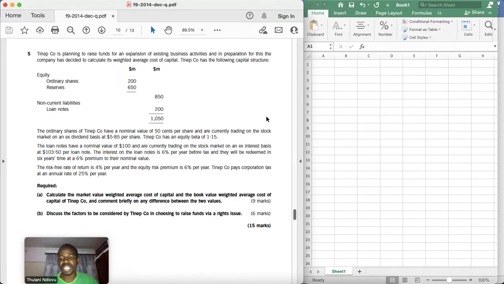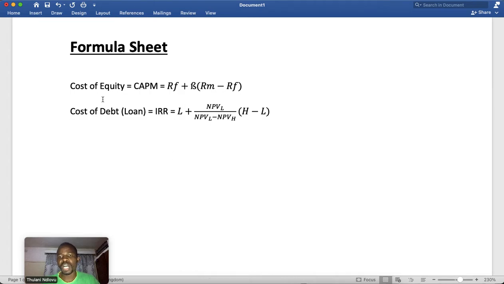Now, before we calculate the weighted average cost of capital, there are a few formulas that we need to know. We need to know how to calculate the cost of equity. In this instance, we will use the capital asset pricing model known as CAPM. The formula is risk-free rate plus beta bracket return on the market minus risk-free rate. The RM minus RF is sometimes called the equity risk premium. We will also need the formula to calculate the cost of debt or the cost of the loan, which is equivalent to the IRR formula.